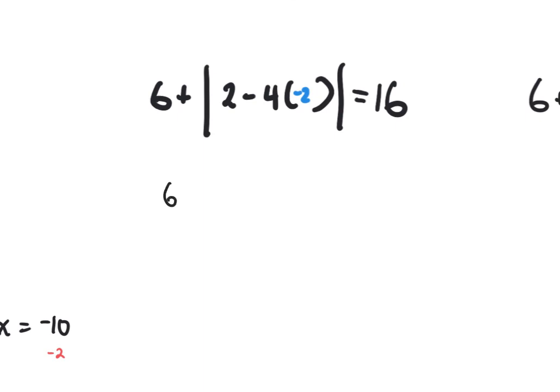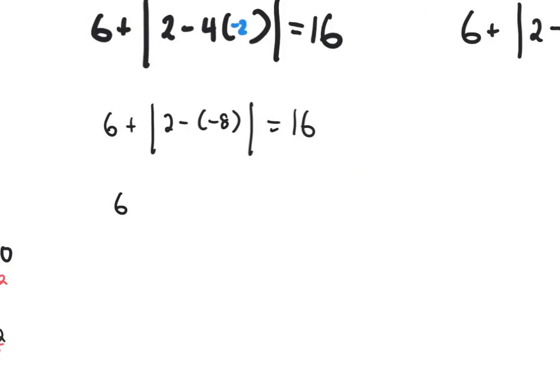Bring down the 6, bring down the absolute value. The 4 times negative 2 is a negative 8, equals 16. All right, continue on. 6, bring down. Now notice this, the double negative is a positive, so it's 2 plus 8. That gives me a 10 inside. Notice, again, make the absolute value bars larger so it doesn't look like a 100 or something like that. And bring down the 16, and now the absolute value of 10 is 10. And finally, we get 16 equals 16.